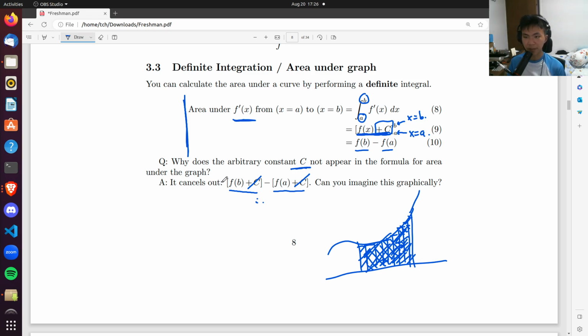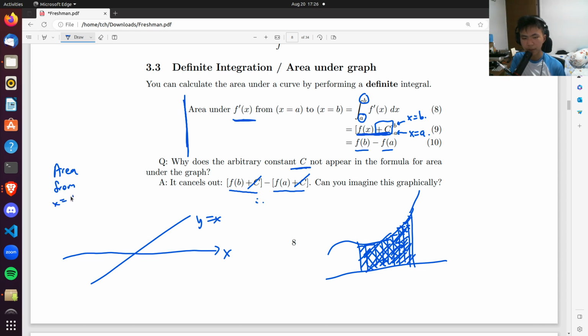Okay, I just want to interject really quickly what it means for the area under the graph to be negative. So in the example just now I drew y equals x, and I told you that the area under the graph is given by the integral of x dx. So the area under a graph from x equals a to x equals b is equal to the integral of the function, in this case x dx, from a to b, right? And we saw that this one is equal to half b squared minus half a squared.